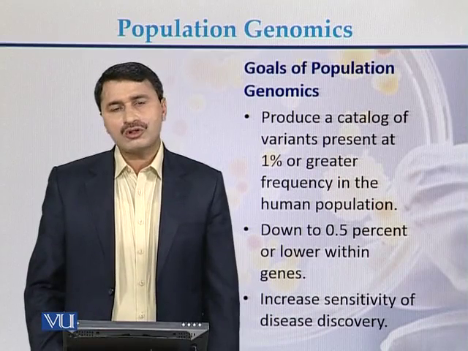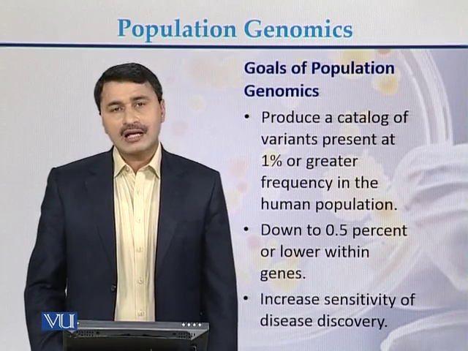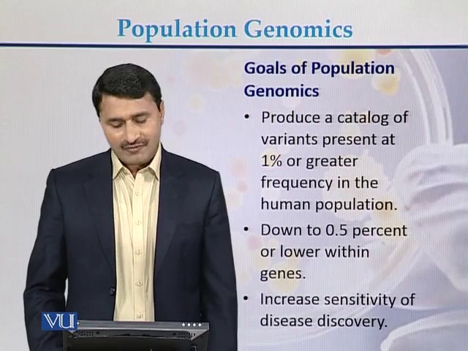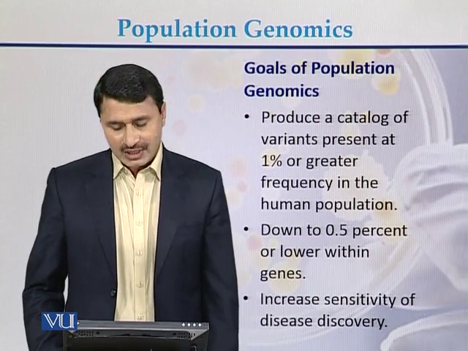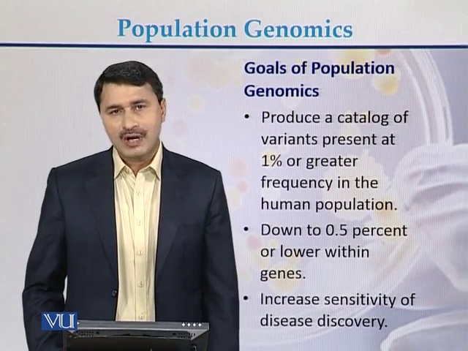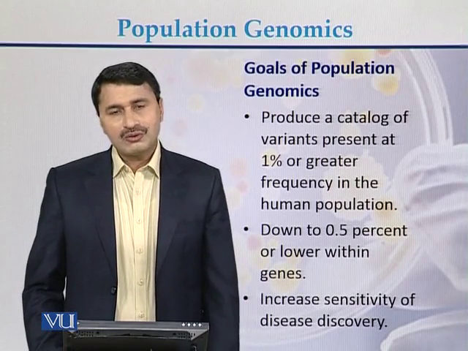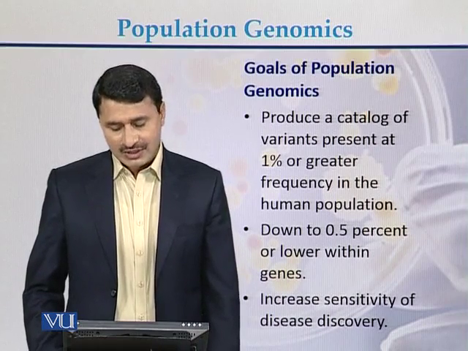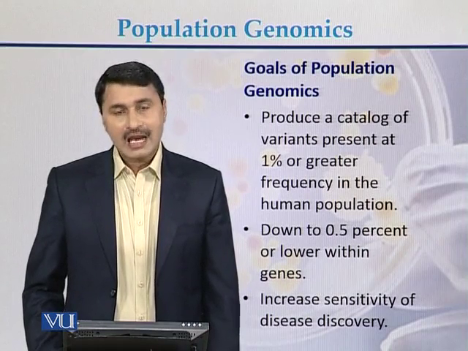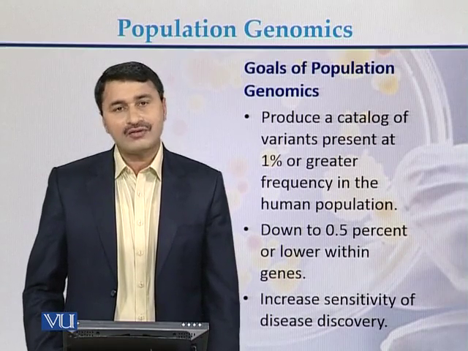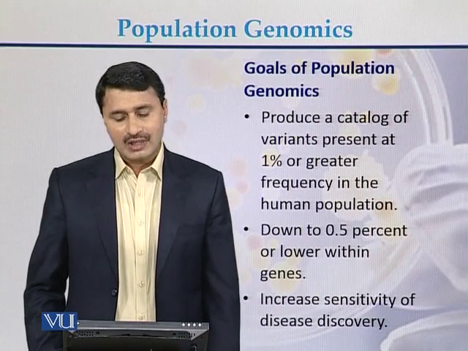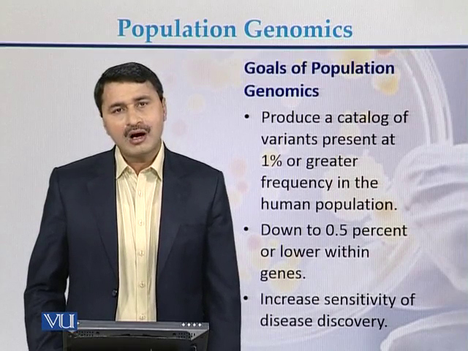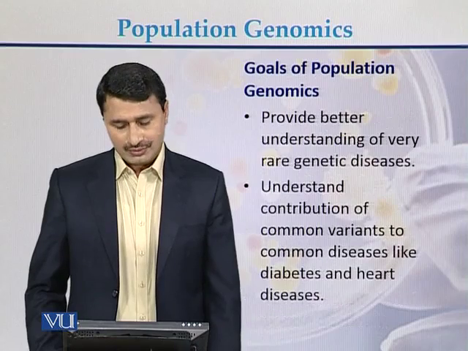So what were the goals of population genomics? The actual goals were to produce a catalog of variants that are at 1% or greater frequency in the human population, and to identify variants down to 0.5% frequency within genes, and to increase the sensitivity of disease discovery. These were goals of population genomics in the case of HapMap and 1000 Genomes.